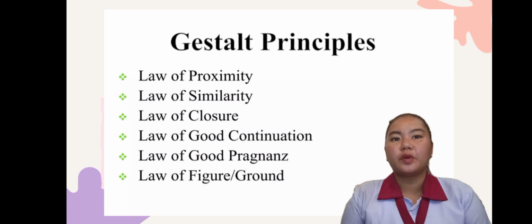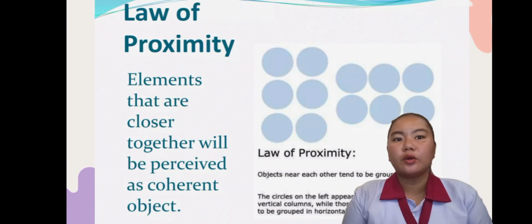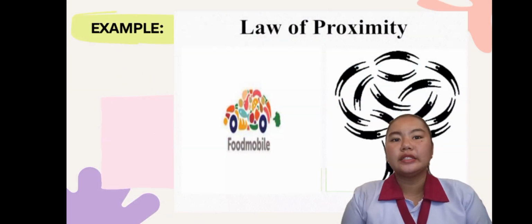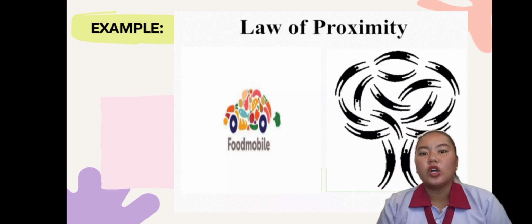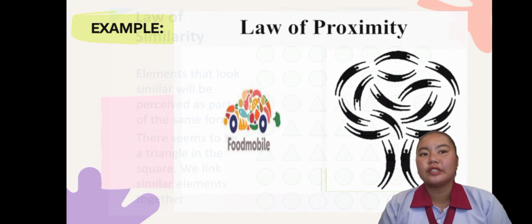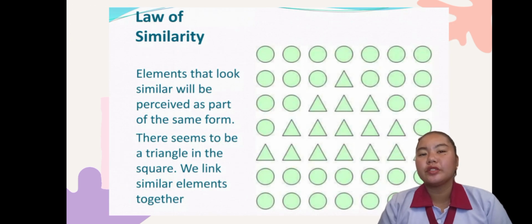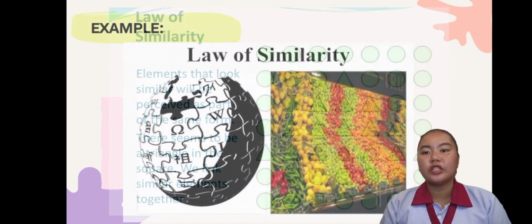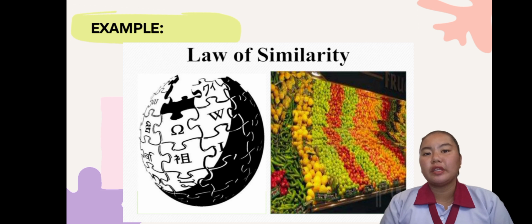The law of proximity: things that are close to each other are seen as belonging together. Our brain groups them as one. For example, when students sit together, the teacher thinks they are in one group. The law of similarity: things that look the same in color, shape, or size are seen as a group. For example, if students wear the same color t-shirt, the teacher may think they are the same team.